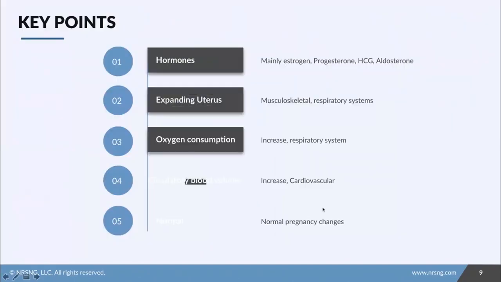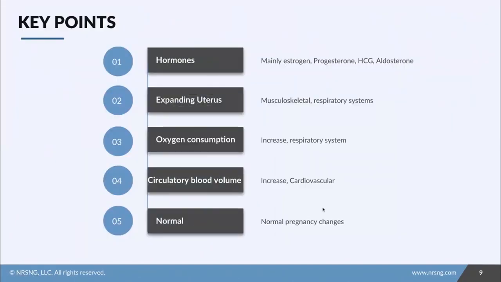So our key points, just to wrap it all up and make sure everything is more clear: the hormones are mainly estrogen, progesterone, HCG, and aldosterone, and they are causing these changes. The expansion of the uterus is going to be affecting the musculoskeletal system and the respiratory system because we're swishing everything up there. With the respiratory system, we have an increase in oxygen consumption happening. And then remember the stuffiness that occurs and is normal.